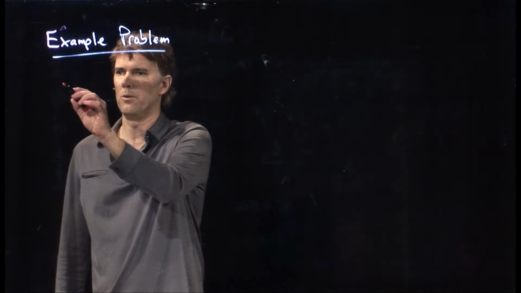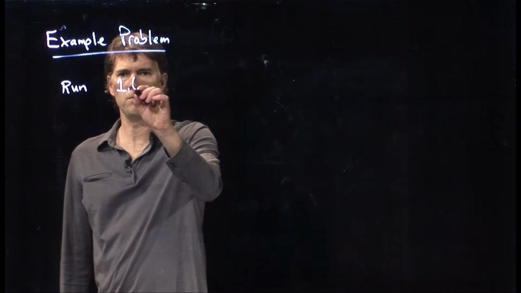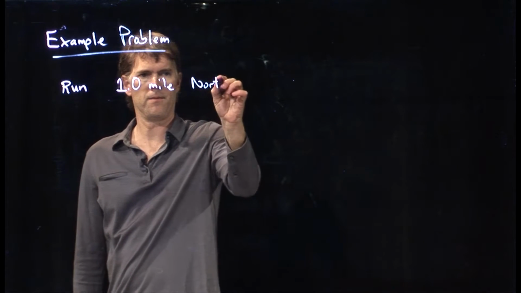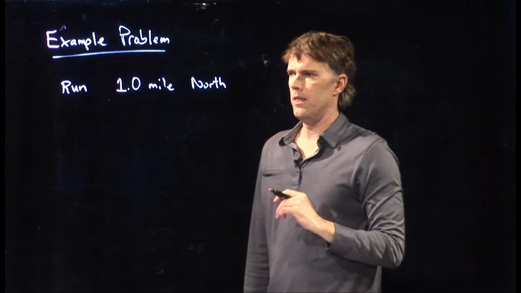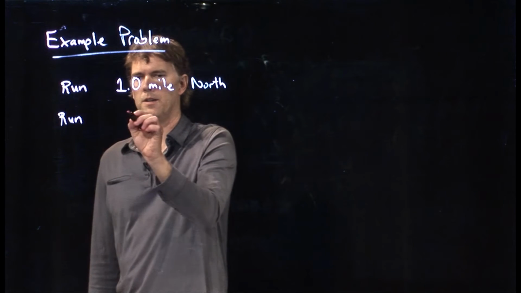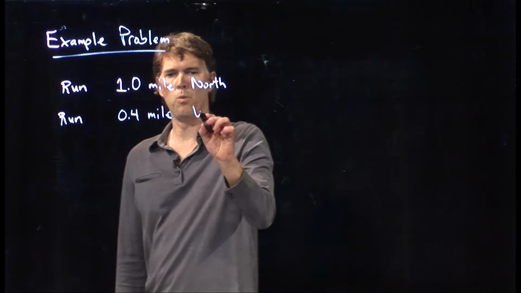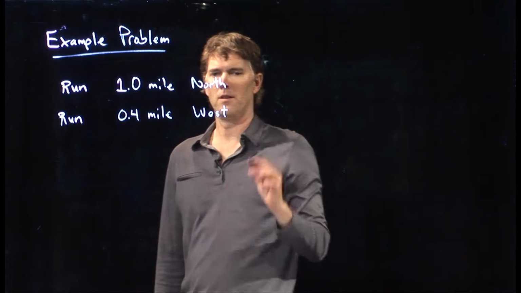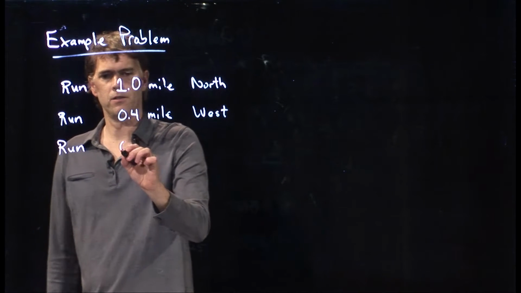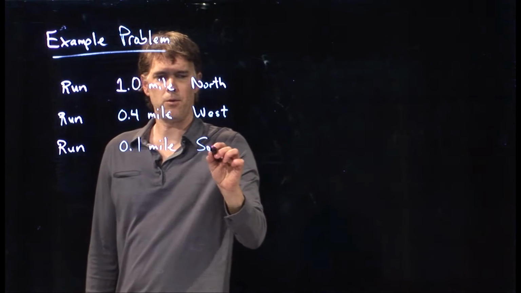You are going to run a distance of 1 mile north. And then you are going to run a distance of 0.4 miles west. And then finally you're going to run a distance of 0.1 miles south.